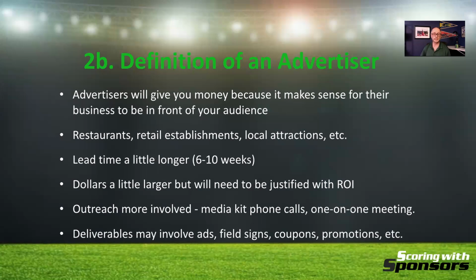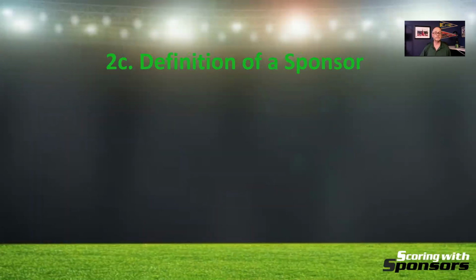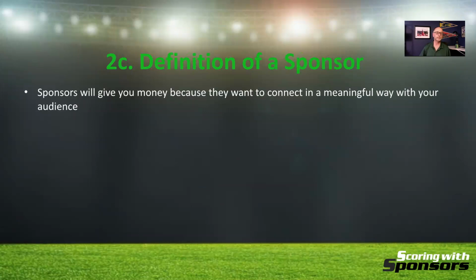And deliverables, yes, they're more involved. You might have to get field signs made. That means lead time. Coupons and promotions may need to be printed. You may have to have a deal with a printer to put those things together, or the client may have to put them together, which means you now have to liaise with the client, whoever that person is who handles that kind of stuff. Maybe an agency again. So that's your advertiser. Definition of a sponsor, in my opinion, is a little bit more.